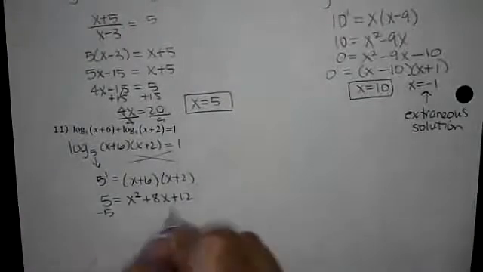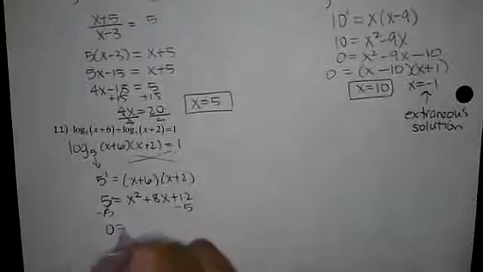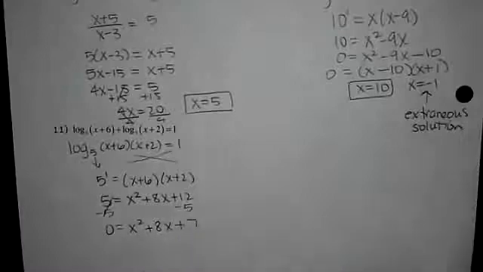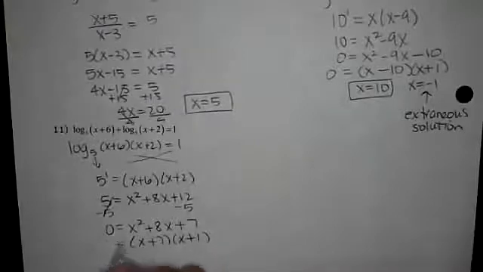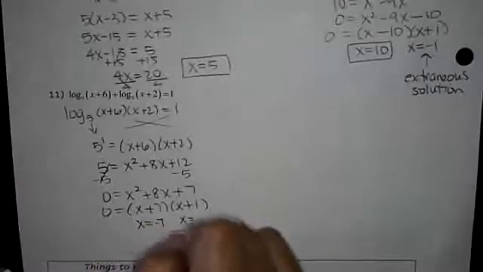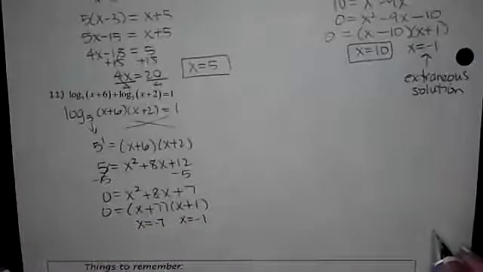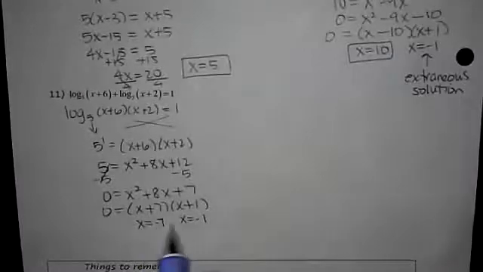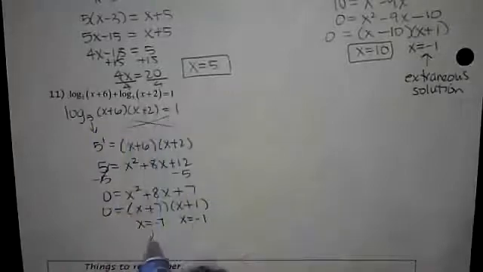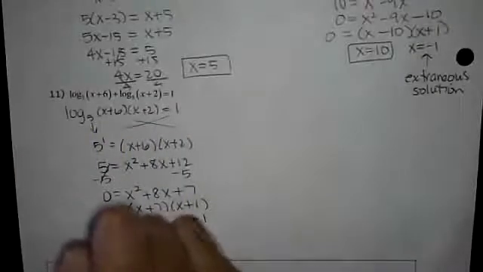I need to subtract the 5 to get it to the other side. So we get 0 equals x squared plus 8x plus 7. That factors to be x plus 7, x plus 1. And so our solutions are negative 7 and negative 1. And this one looks tricky because you want to say both of those don't work because they're negative, but that's not true. If I plug in a negative 7 here, it does make this negative and it does make this one negative. So this is considered an extraneous solution.